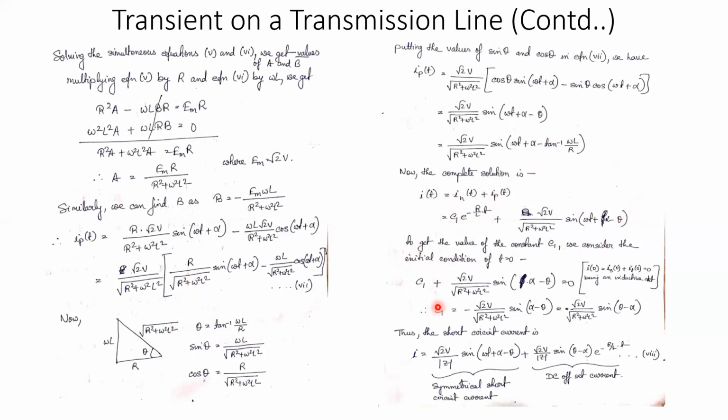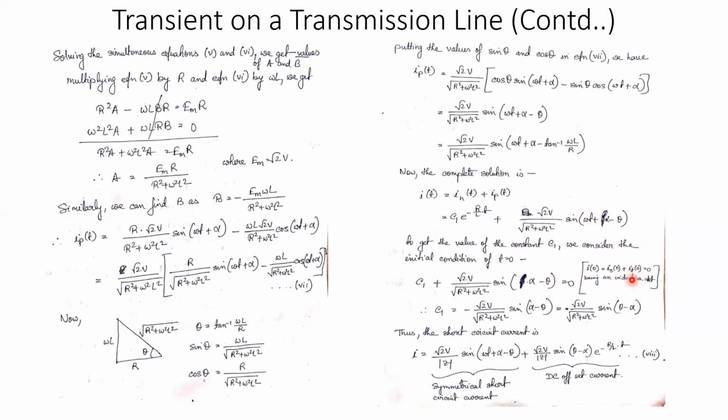So this will become 1, and root 2 V by root over R square plus omega square L square sine omega t, this becomes 0, omega t value becomes 0. So we are left with alpha minus theta, and this is equal to 0, as I0 is equal to these two values, which can also be considered as the transient and the steady state value. We'll be seeing that in the current waveform diagram, why it is called such.